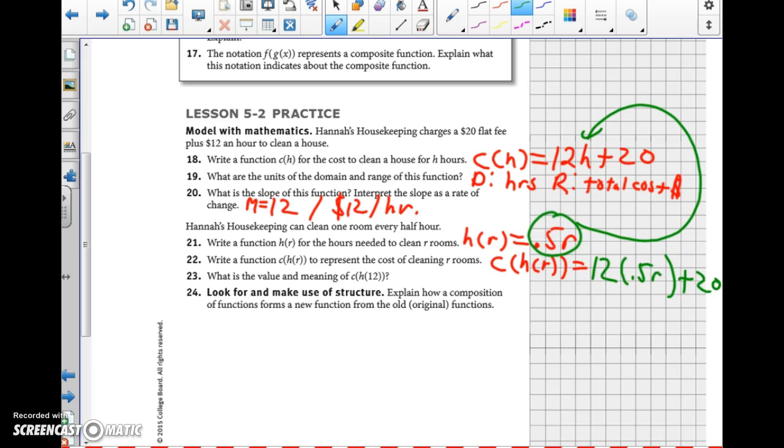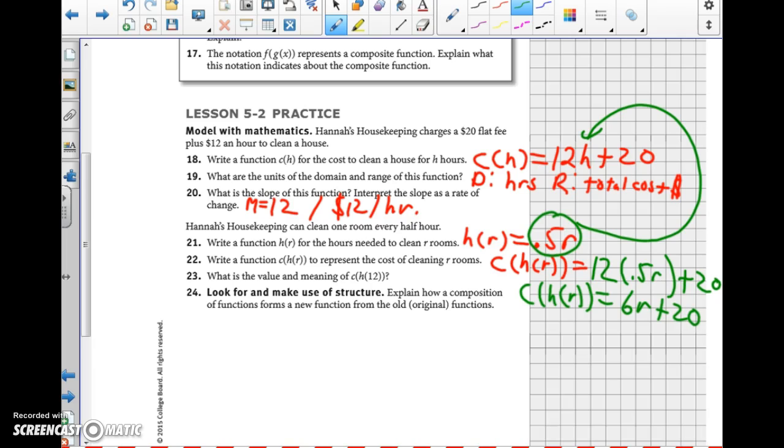But that's not the answer you need to give. The answer you're going to give is, well, how much is 12 times 0.5R? 6R, right? That's what I was hoping you guys would say. So you would say this. The answer is C of H of R equals 6R plus 20. There's the answer you're going to say, okay? So everybody understand how to do that? Okay, good. All right, so we got that.